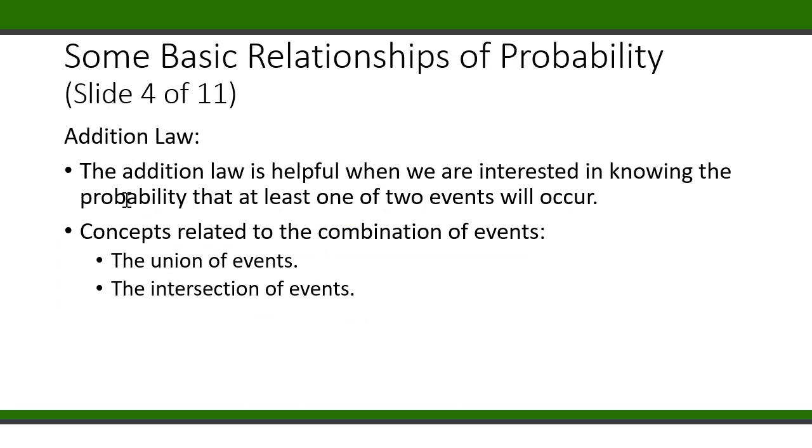Next thing I want to talk about is the addition law. So that's very helpful when you're interested in knowing the probability that at least one of two events will occur. So some concepts related to this combination of events are the union event and the intersection event. When you write this out, I typically remember that when you do a U, that's the union, so this other one must be the intersection. So you'll see that, and we'll see that here shortly.